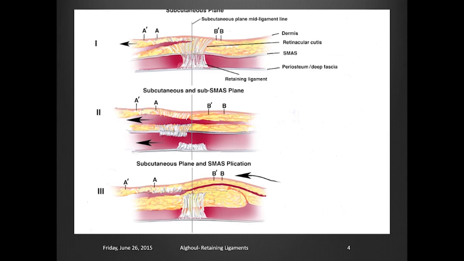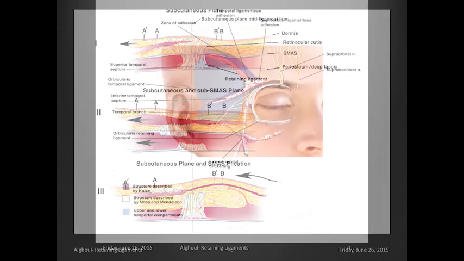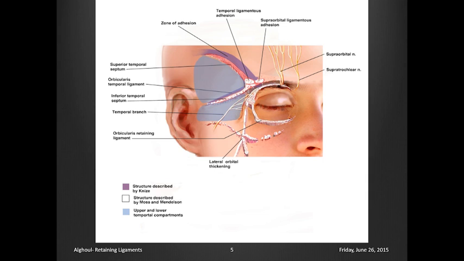So for example, if you want to effect any change in this area and you're starting your dissection in this area where it's marked A, you're going to really have to divide the ligament in between. We also wanted to demonstrate how that applies to plication in facelift as well. This is a very important slide.